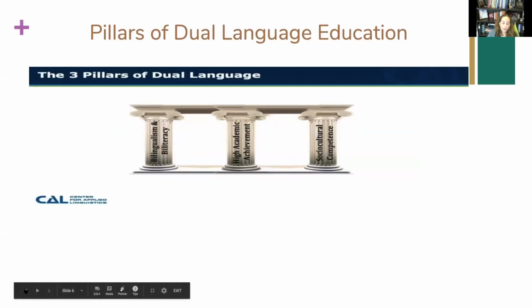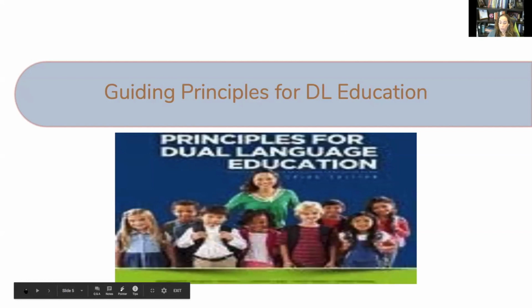Oh, and before I forget, if you haven't done so already, you can download a free copy. It's an electronic copy. You can download it at the CAL, C-A-L, website, the Center for Applied Linguistics. They have the free electronic version. Now, if you want a hard copy, you would have to pay, but there is the free version that you can get electronically.